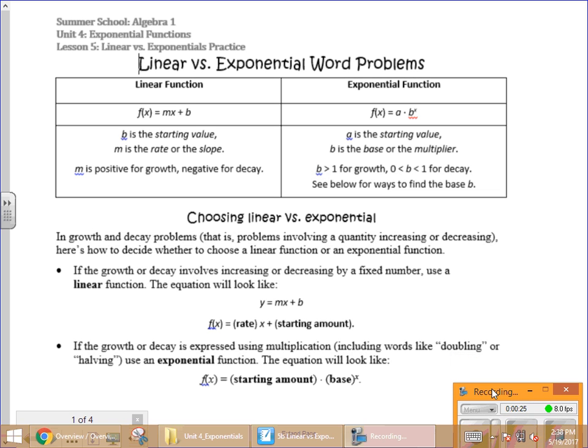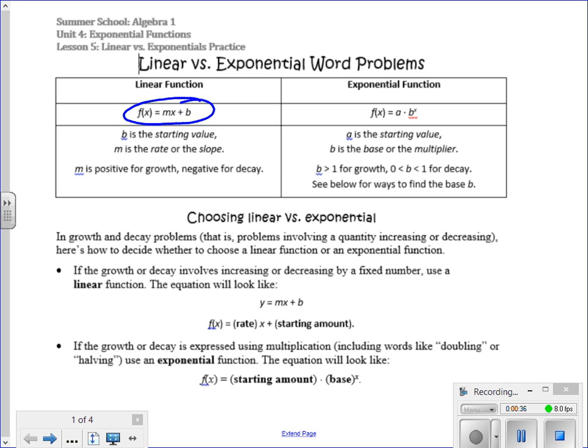This first page doesn't have any problems on it. What it does is it re-explains the difference between a linear function and an exponential function. It says, remember that a linear function is of the form y equals mx plus b, where b is the starting value and m is the slope. An exponential function is of the form y equals a times b to the x, where a is the starting value and b is the growth rate.